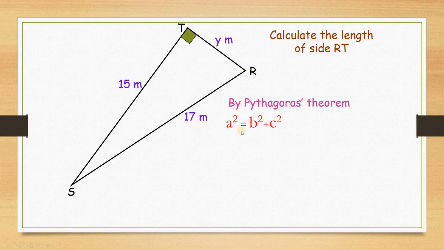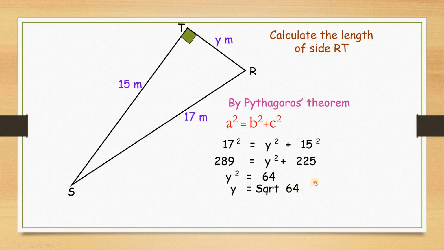So 17 squared will be equal to y squared plus 15 squared. Either of these can be b or c. You can have this as b and this as c. Either way it works. 17 squared is equal to b squared plus c squared. Simplifying it, we end up with y squared is equal to 64. Therefore, y is the square root of 64, and therefore y is equal to 8. The length of side RT is 8 meters.